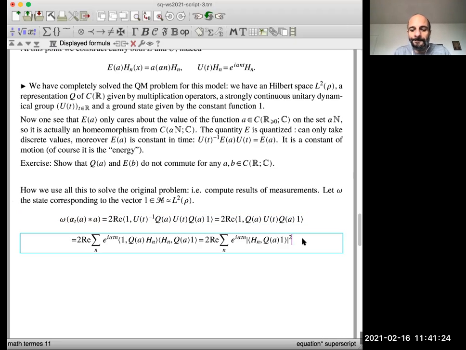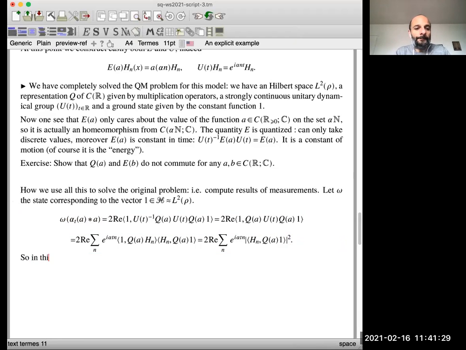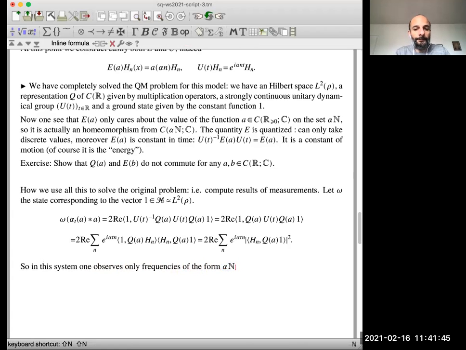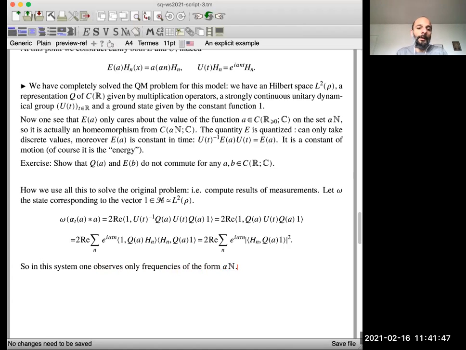So in this system, one observes only frequencies of the form alpha n. Let me say it in this way. So all the harmonics of alpha, if you want. I'm not sure. Okay, so that's a prediction of this model.